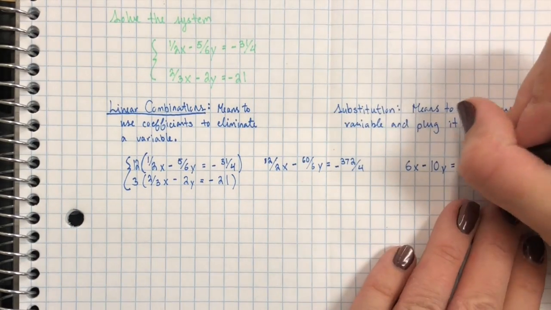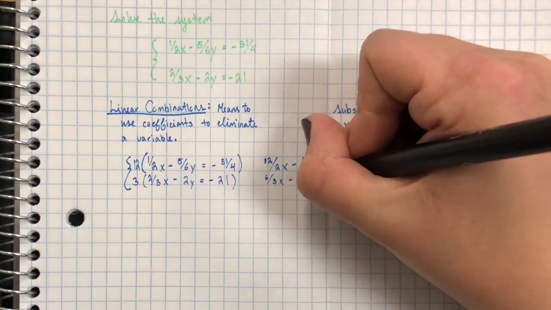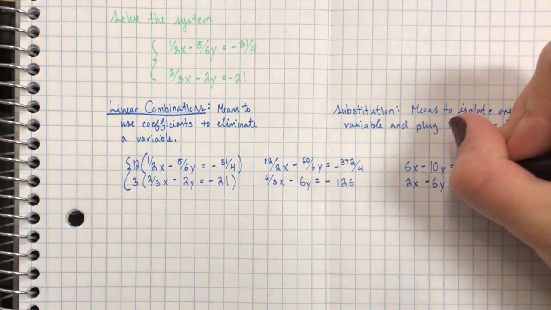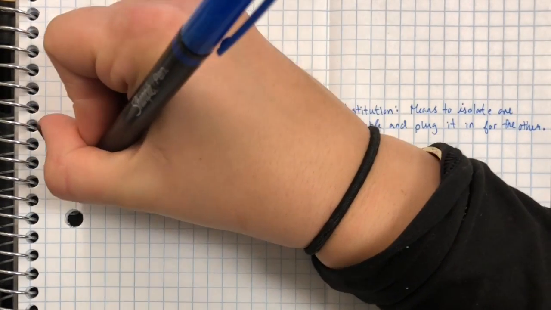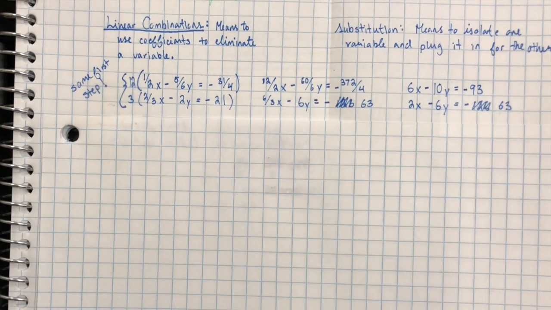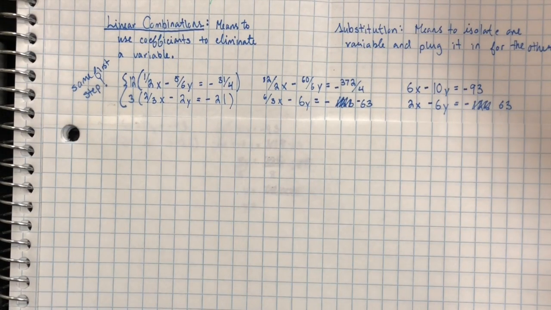And we're going to write out our simplified function, which is 6x minus 10y equals negative 93. And then for our second function, we end up with 2x minus 6y equals negative 63. So that's basically the same first step no matter which method you're going to use. If you're going to substitute or you're going to use linear combinations, you're still going to start by eliminating those fractions.